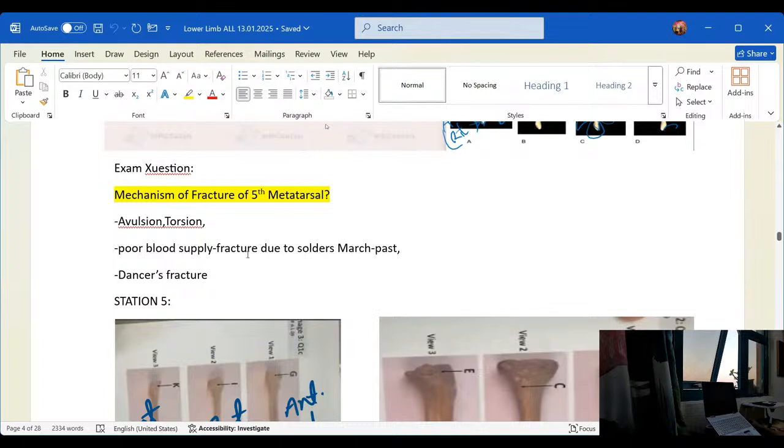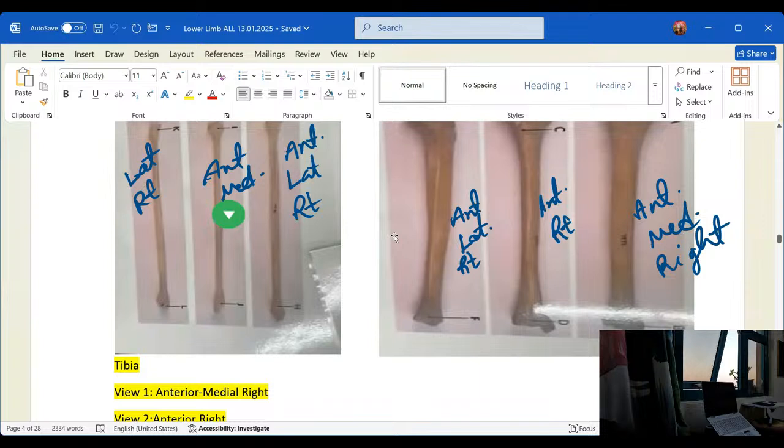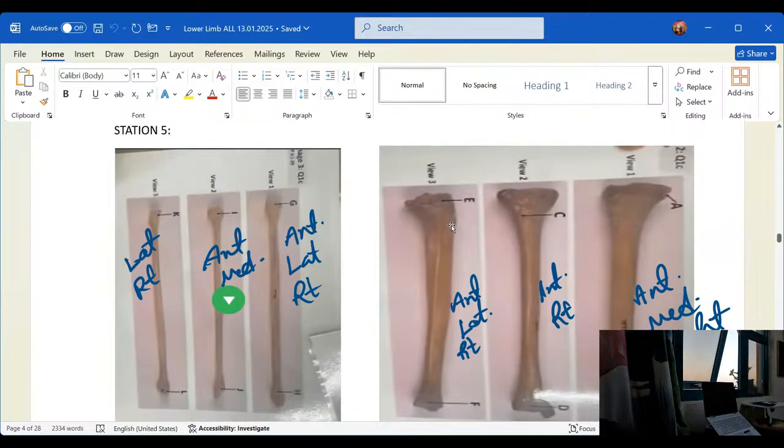Mechanism of fracture of the fifth metatarsal: by avulsion, torsion, dancer's foot, and march past for the soldier. This is the anterior medial view, anterior medial right. This is anterior lateral.